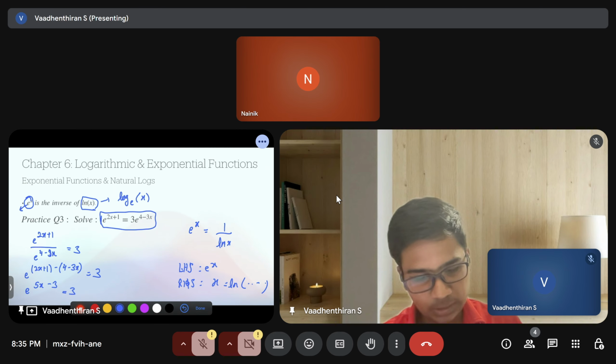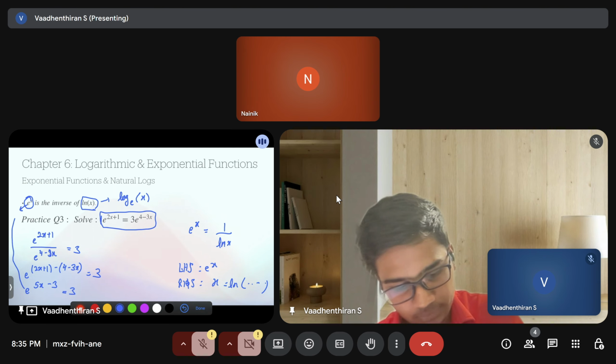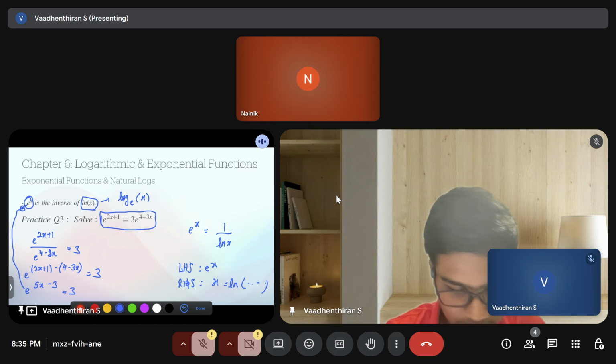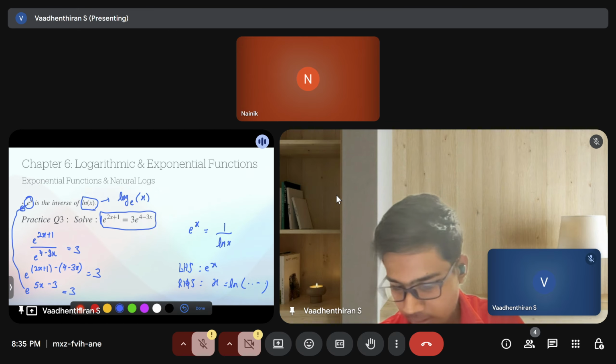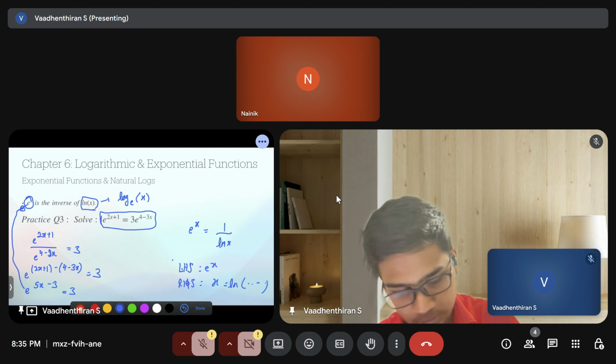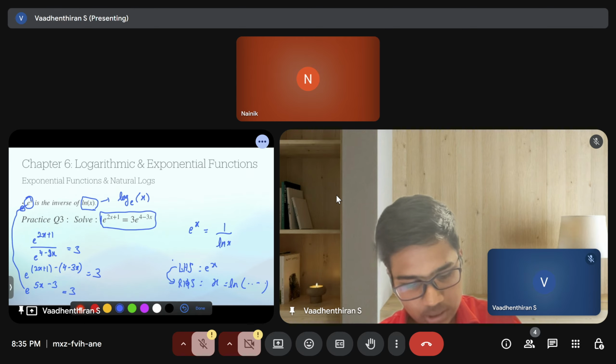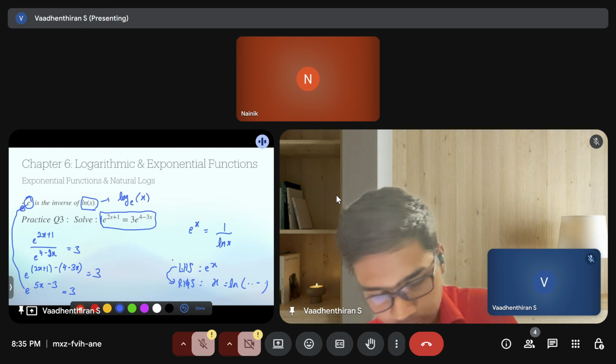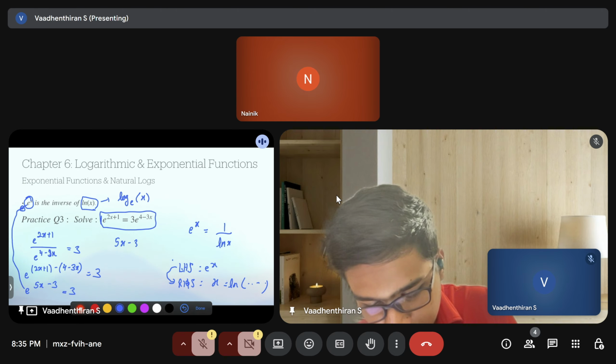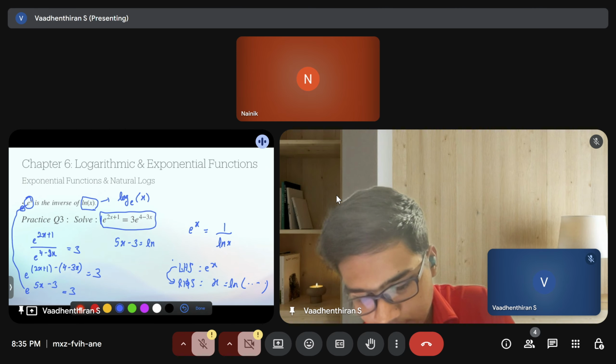Now we have this in the form of e to the whatever x is. I told you if you want to make the left hand side go to the right hand side, you need to do the inverse. So that means 5x minus 3 equals ln 3.